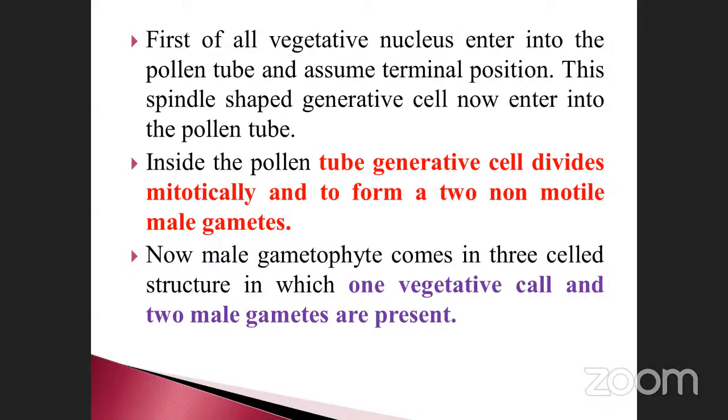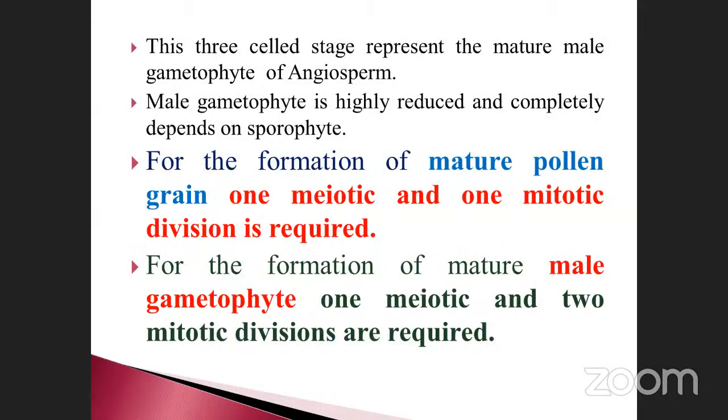This is very, very important. Male gametophyte: one vegetative cell, two male gametes present. Okay, go to the next one. This three-celled stage represents the mature male gametophyte. Note it down. The mature male gametophyte has how many cells? One vegetative cell and two generative cells. The two generative cells are called male gametes.